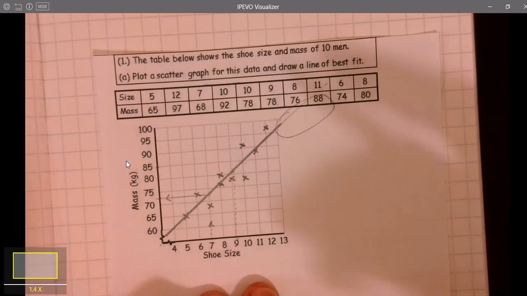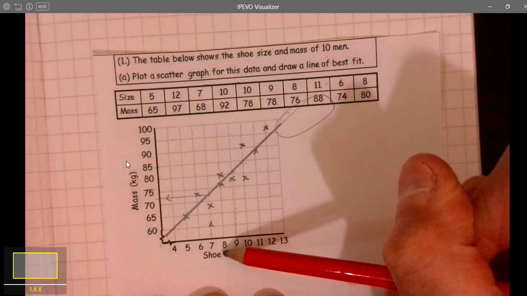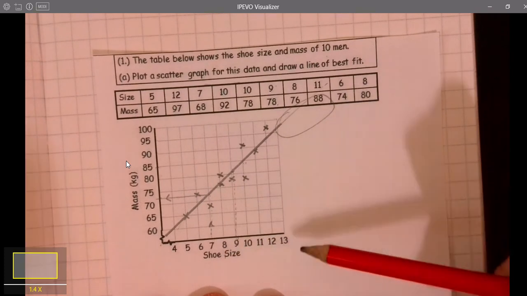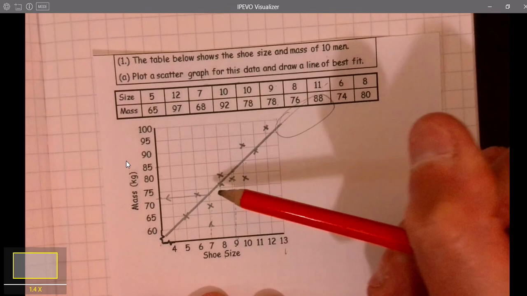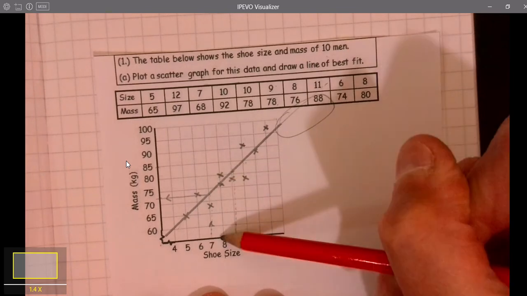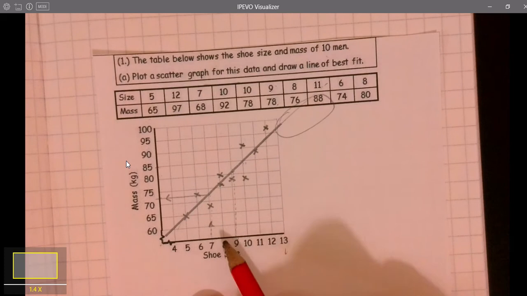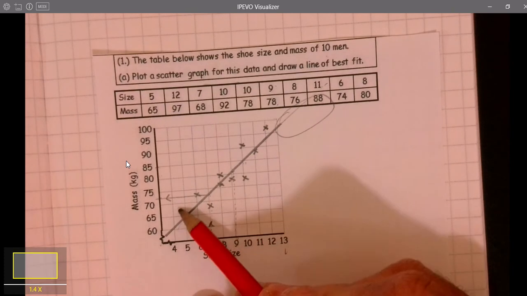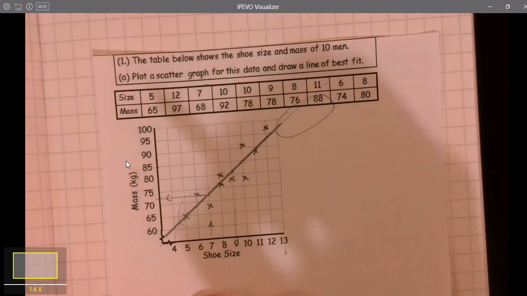So it will usually say something like, if I've got somebody who's got shoe size 8 and somebody who's got shoe size 13, who would have, it asks me to work out their weights, and it would say which answer's more reliable. This one's more reliable because it's within the range of the data that I've got.